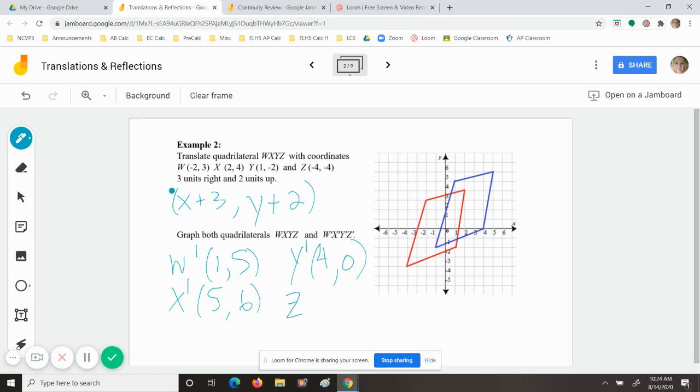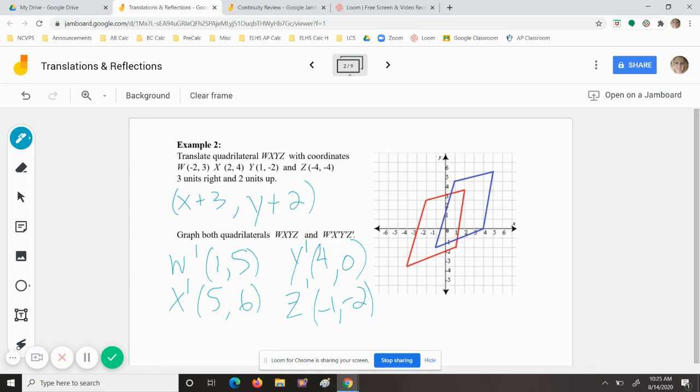Now, our new coordinates for z. -4 plus 3 gives us -1 for the x. -4 plus 2 gives us -2 for the y. And I have the graphs of both of these out here for you to take a look at. The original, we had the coordinates -2, 3, 2, 4, 1, -2, and -4, -4. That is your figure in red. And then our new coordinates that we just found are in blue.